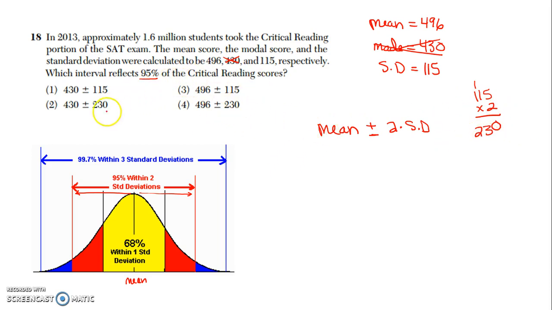So first of all, the ones involving the mode, 430 doesn't even have a shot, because when you're talking confidence intervals, you're talking about the mean and some standard deviations. If they ask for 68%, 68% fall within 1 standard deviation of the mean. But if they want 95%, you take your mean, 496, and you add or subtract 2 standard deviations. So that's your 230. Hopefully this normal distribution looks familiar to you from class. Let's move on.